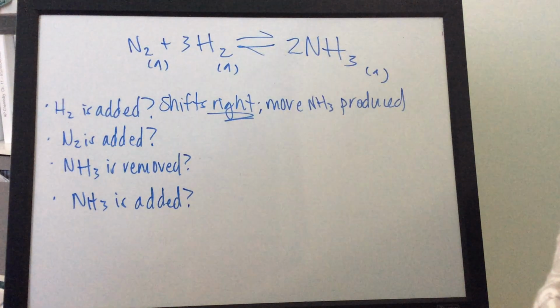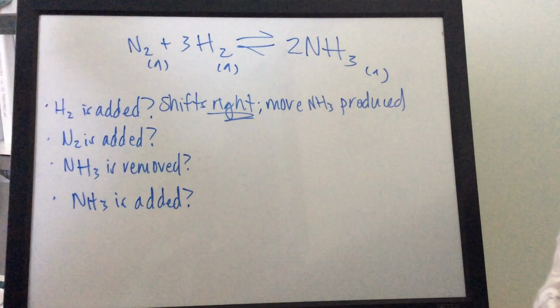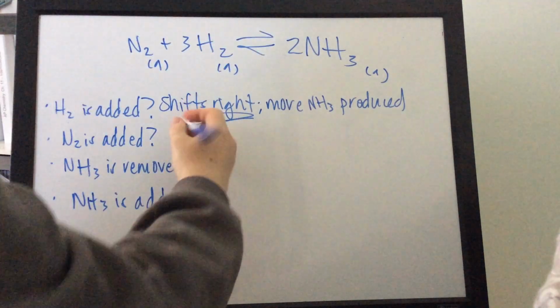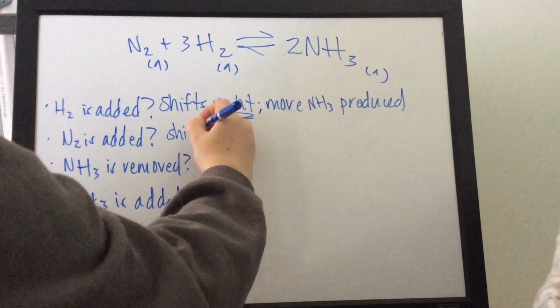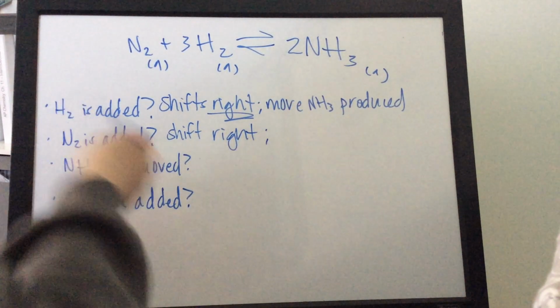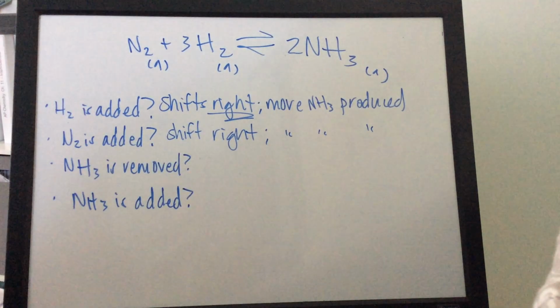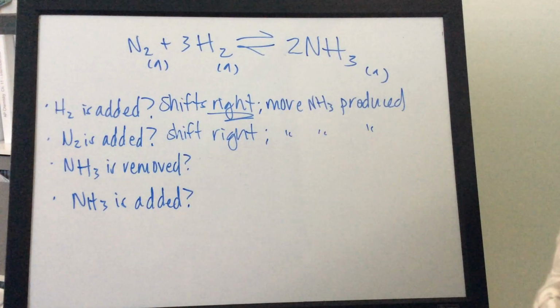All right. So what happens if N2 is added? Well, it's the same thing. If I have too much N2, I'm going to shift to the right to use it up. So I'm going to shift right again in this case, and the reason is to use up that N2 to make more products. So I'm going to do the ditto marks. That means more NH3 is still produced.